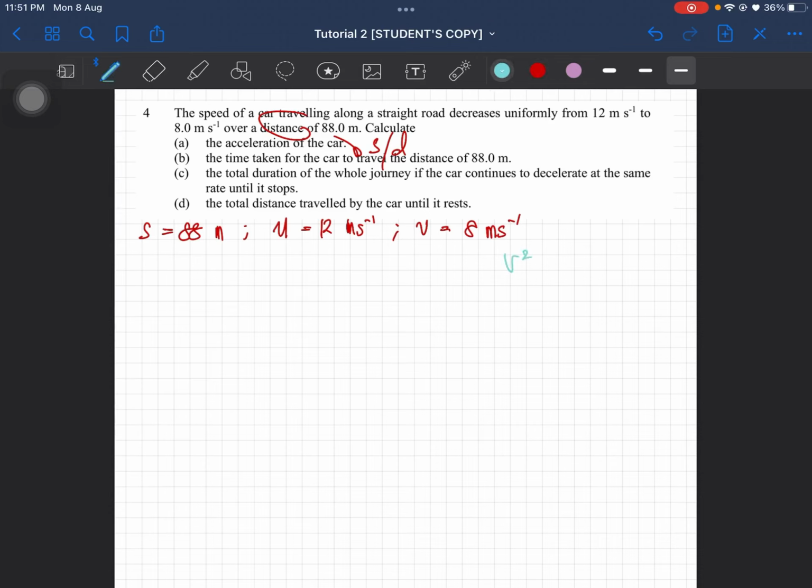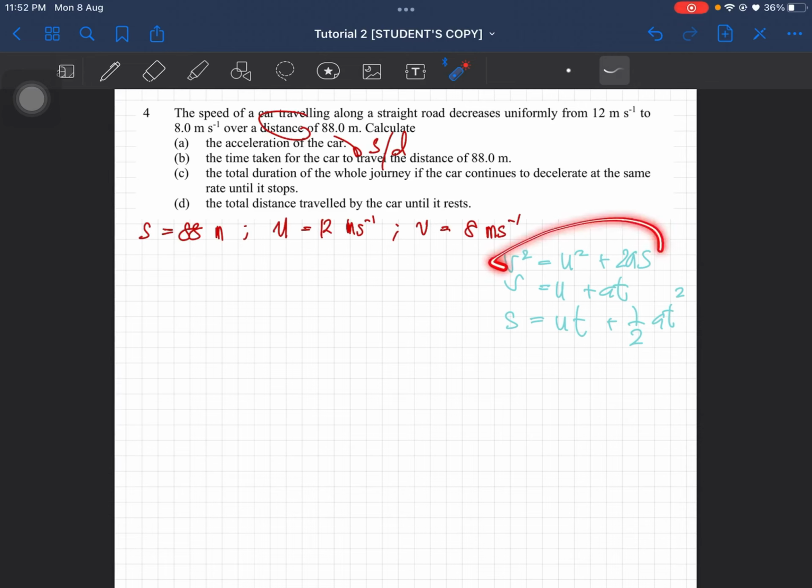Remember, we have v square equals u square plus 2as. We have v equals u plus at. We have s equals ut plus half at square. What else do we have? That's the most important equation. So for the acceleration of the car, we can use either of these equations, depending on what information is available. From this part we have s, u, and v, so we can only use this one because these two equations require time. Okay, so let's do that.